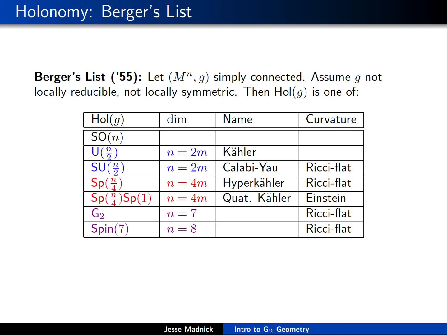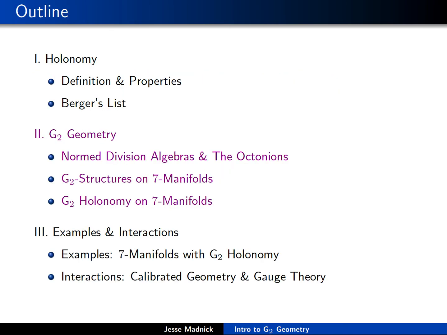So the remainder of this talk is going to be an exploration of exactly that, G2 holonomy on 7-manifolds. And because of the relationship that we're going to describe between G2 and the octonions, we're going to need to learn a little bit or review a little bit about the octonions, and that will be the subject of the second part of this talk.